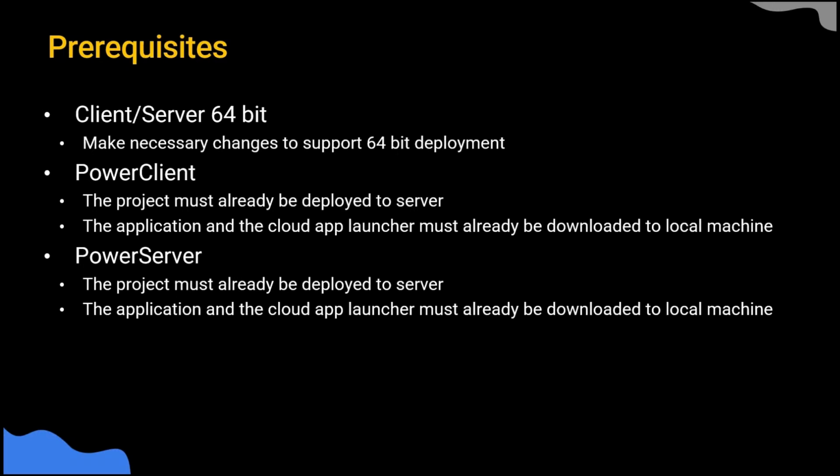With PowerClient, the way the debugging is done is by a process that attaches to the running client. So what you need to do is get the client on the local machine, which means you must deploy it to the server, and then you must have the Cloud App Launcher installed so it then downloads the client back down to the local machine. And then the PowerBuilder debugger connects to this process that talks to the running PowerClient application.